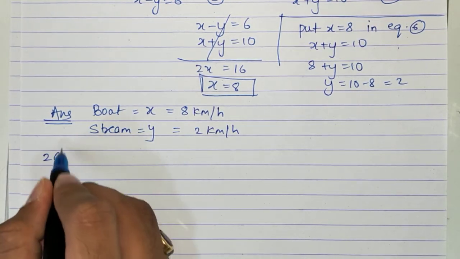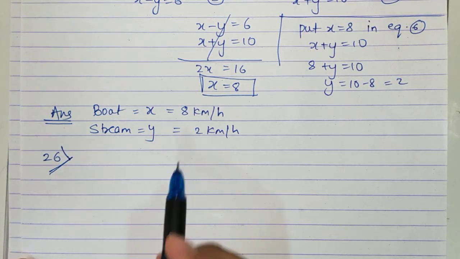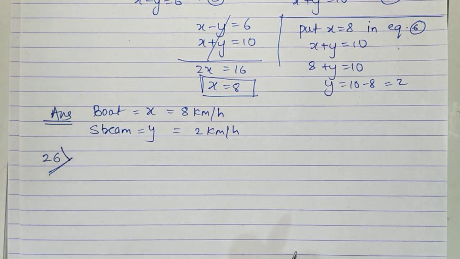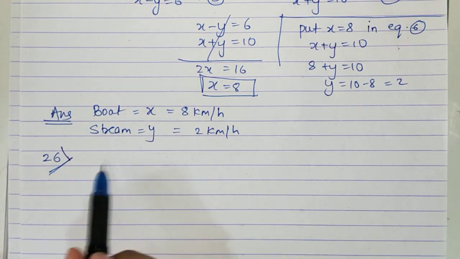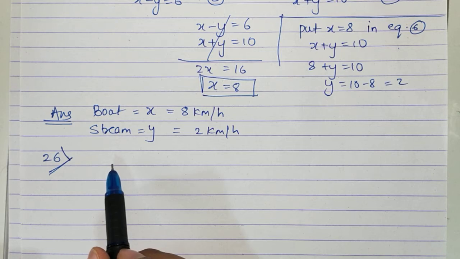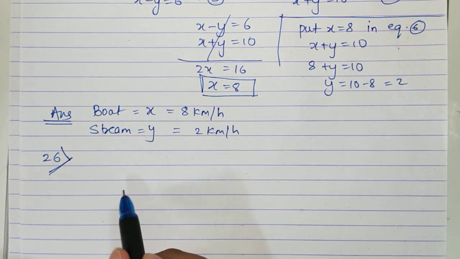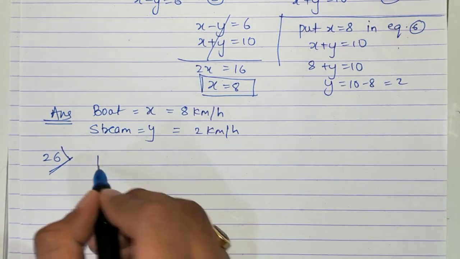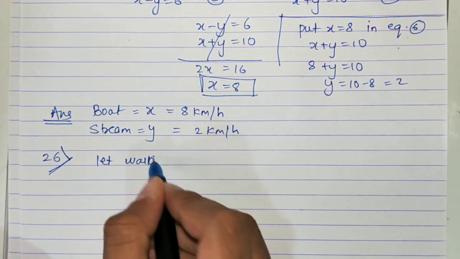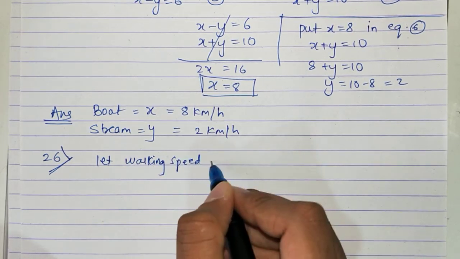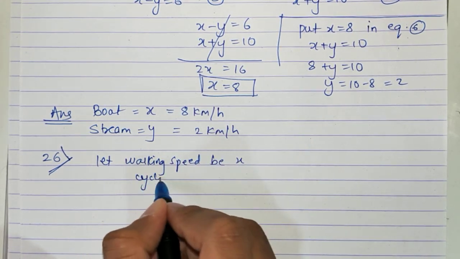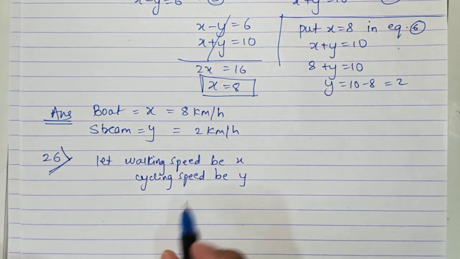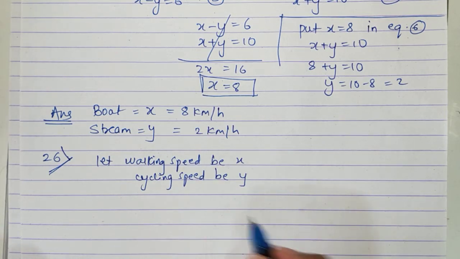The 26th sum now. I'll do the 26th one. 25 and 27 are same. That we'll do next time. 26th is very easy. We'll do this today. If Laisha walks for 1 hour and cycles for 2 hours, she travels 33 kilometers. So let walking speed be x and cycling speed be y. We'll take the walking speed as x and cycling speed as y.